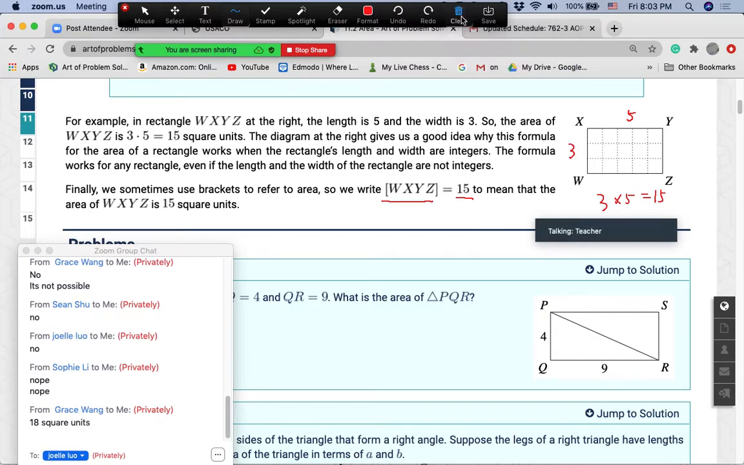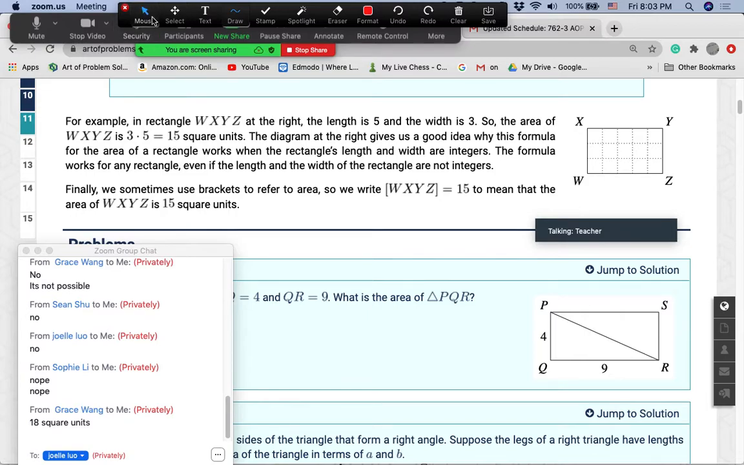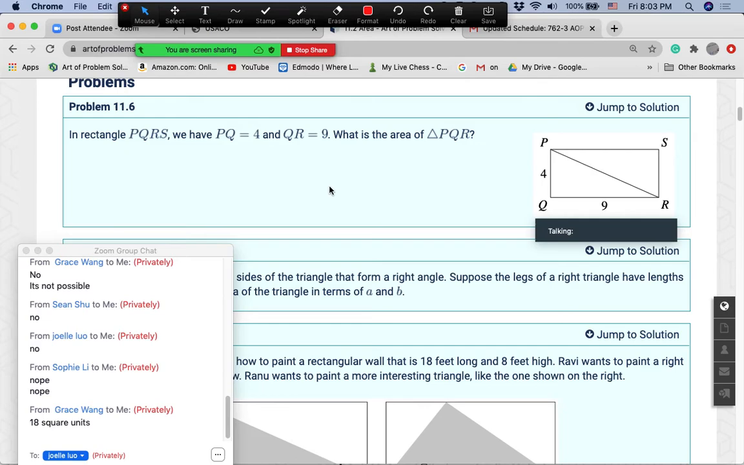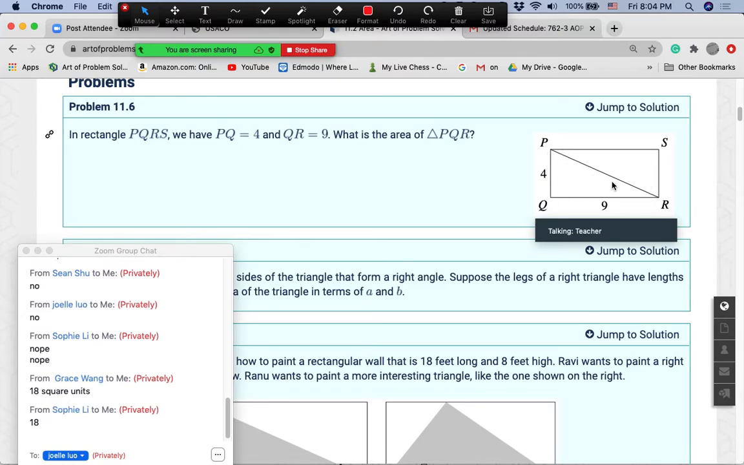Okay, this is 15, not 18. Now let's go to example 11.6. In this problem, in a rectangle PQRS, PQ equals 4, QR equals 9. Then they ask you, what is the area of PQR?